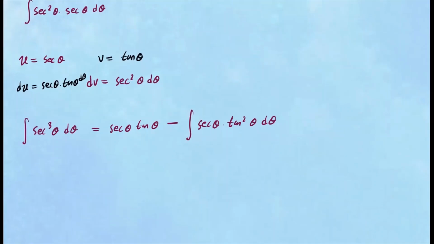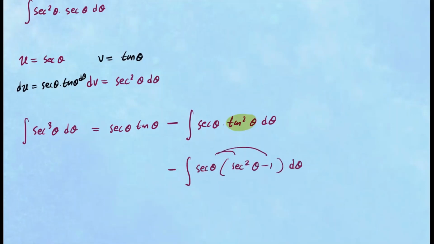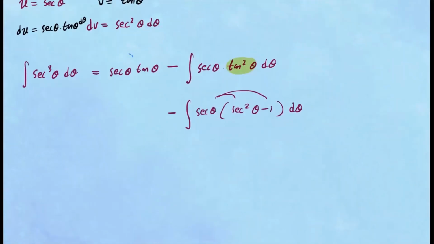So here's what I'm going to do the following. I'm going to rewrite this using the identity, tangent squared, so that happens to be secant squared minus 1. So we have negative the integral of secant theta times secant squared theta minus 1 d theta. Here I distribute. So you'll see the following will appear. So let me rewrite the rest of the pieces. So these are just carrying along.